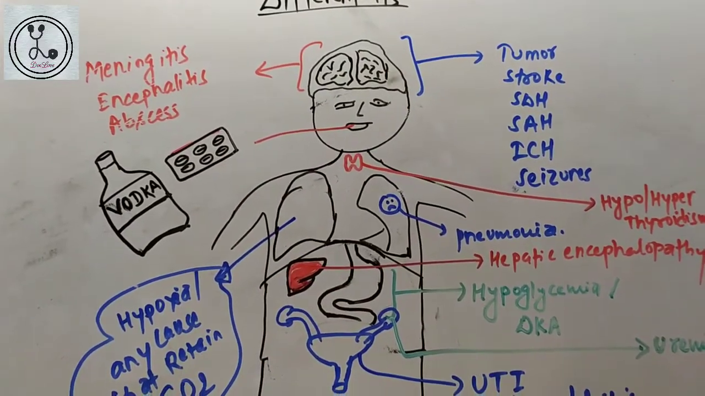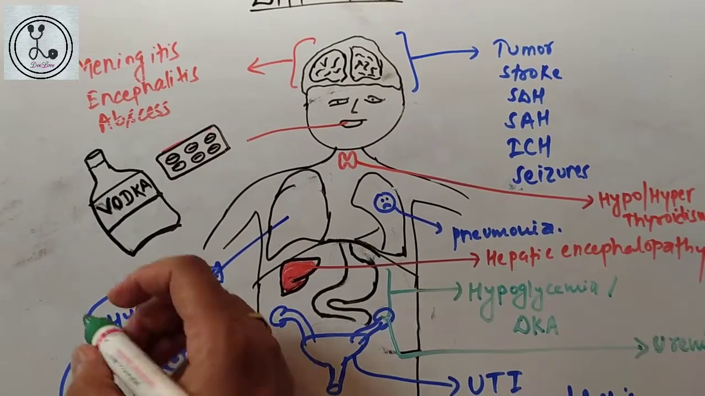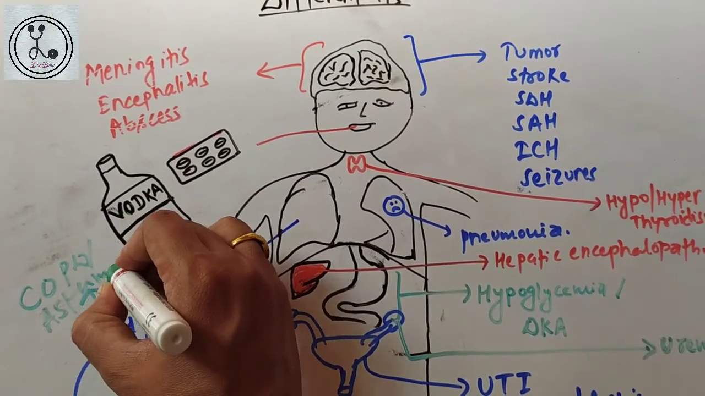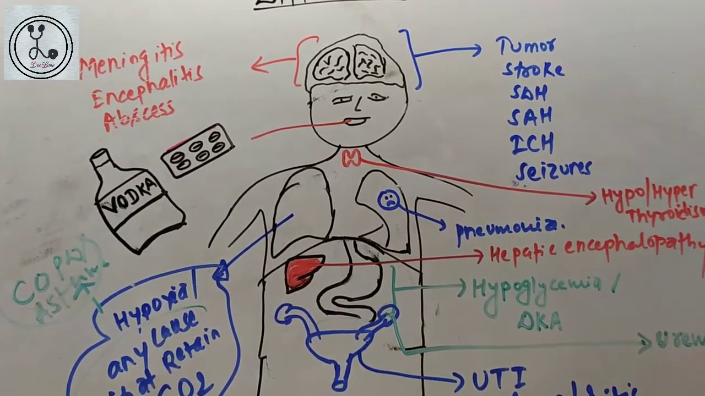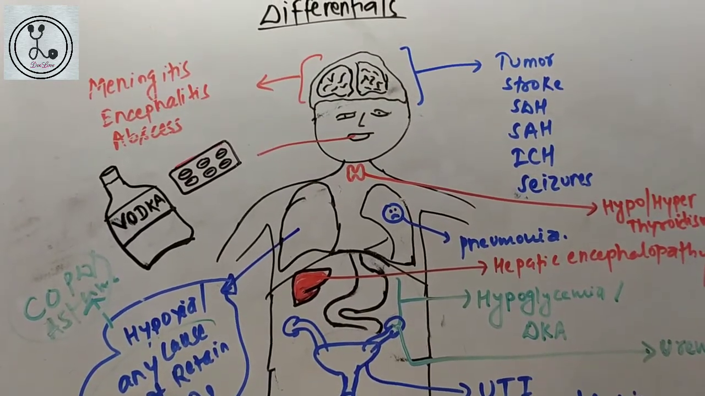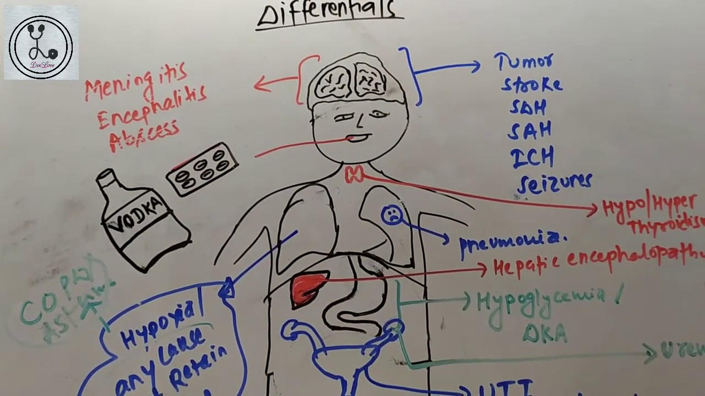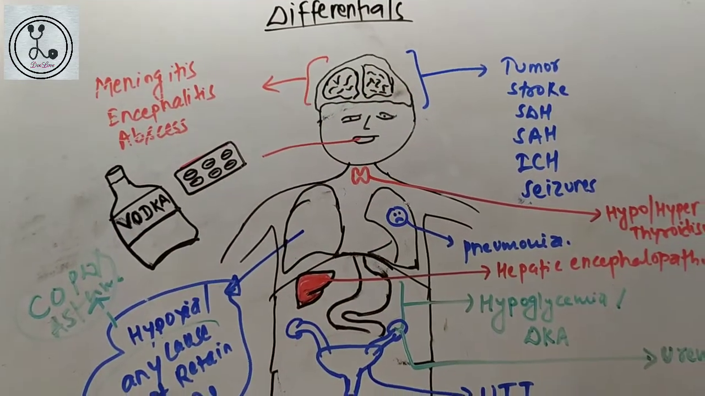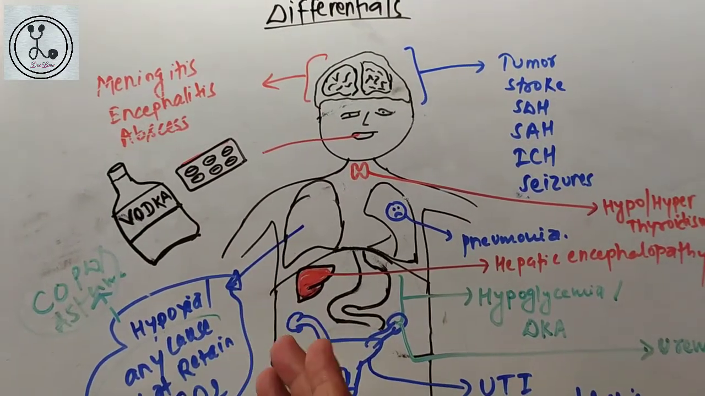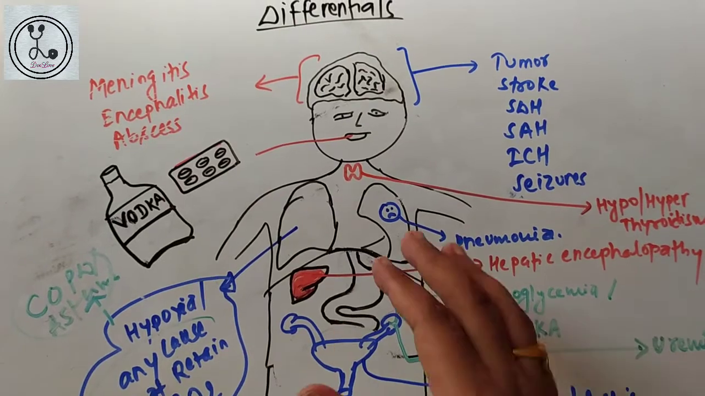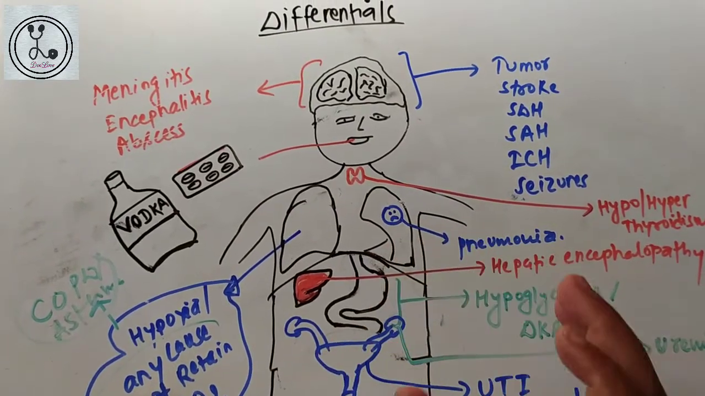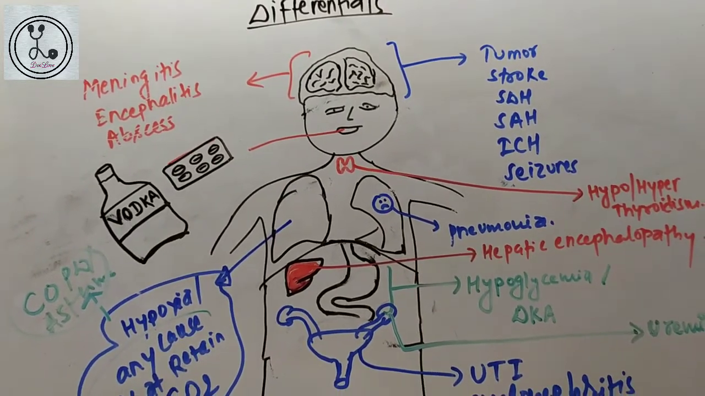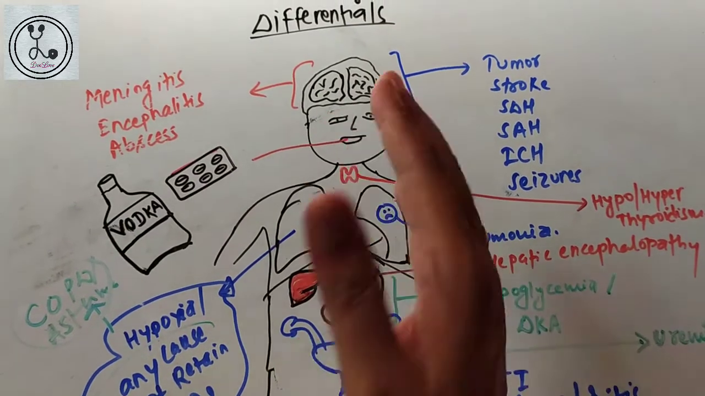What are the causes that can lead to hypoxia or CO2 retention? The causes are COPD, asthma, chronic bronchitis, and emphysema. These can lead to altered mental status, as they basically cause hypoxia and retention of CO2 in the lungs. And there are some causes related to infection. An infective condition of the lung is pneumonia. Pneumonia also can lead to the same problem, altered mental status.